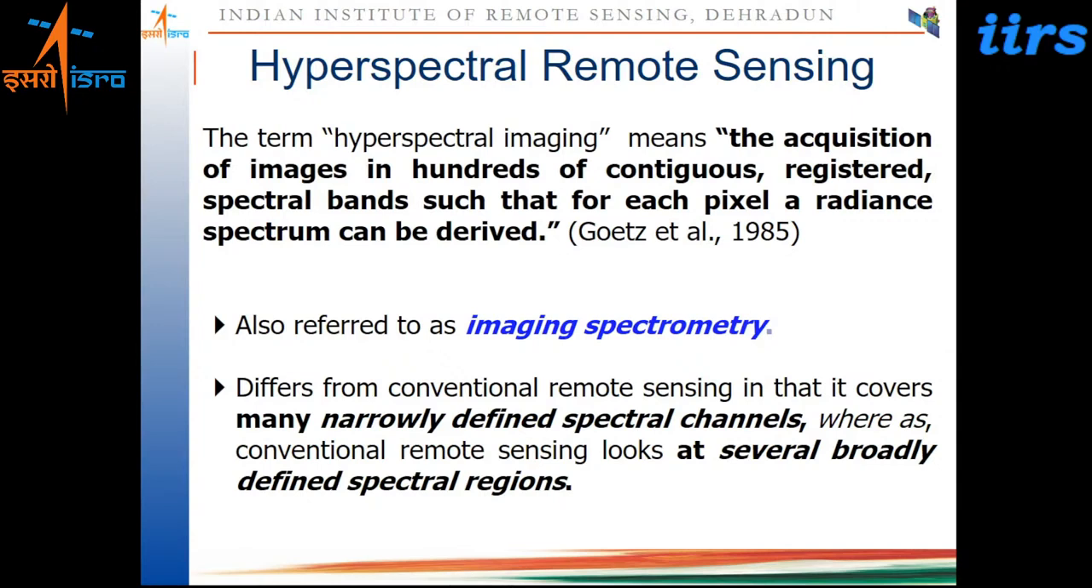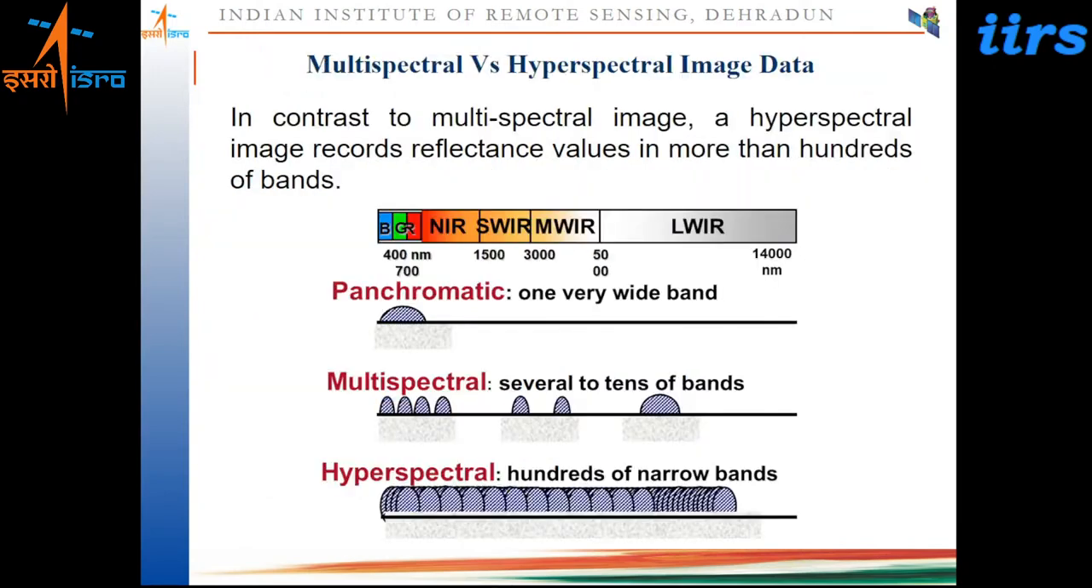Now, what is the difference between conventional multispectral and hyperspectral remote sensing? If you look carefully at this slide, in panchromatic there was only one band. In multispectral, we are collecting the radiance or reflectance of the surface in a few spectral bands, but the typical difference is that these bands are discrete, not continuous.